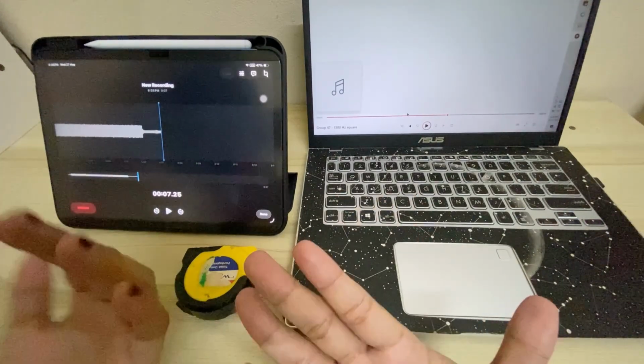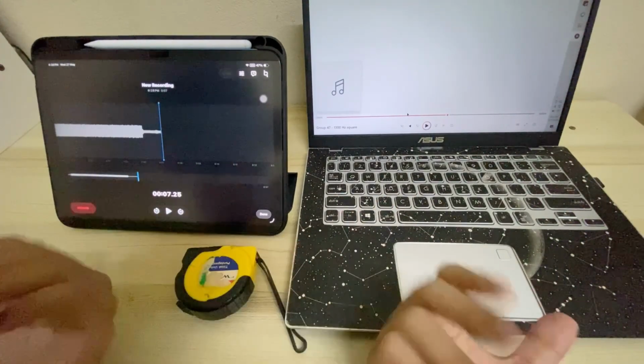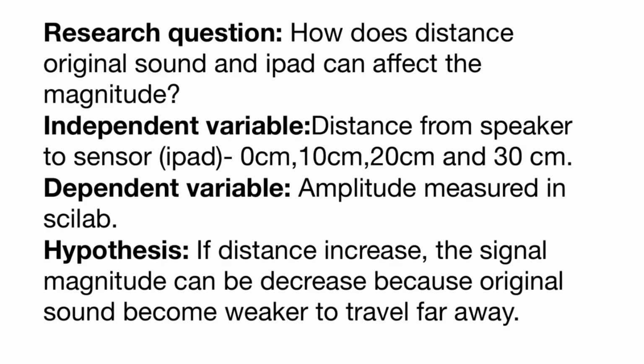So I'm doing the experiment for lab 2, which is about signal characteristic. My research question for lab 2 is how different distances affect the signal. I chose 0 cm, 10 cm, 20 cm, 30 cm. I would like to see if a different distance can affect the highest magnitude for a 1300 Hz sound.